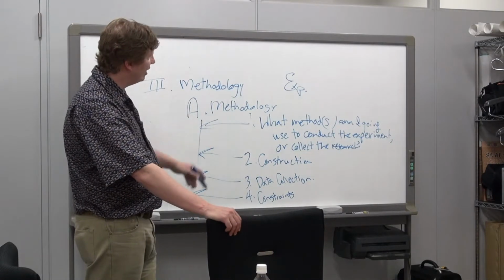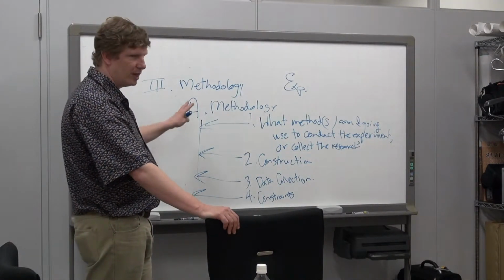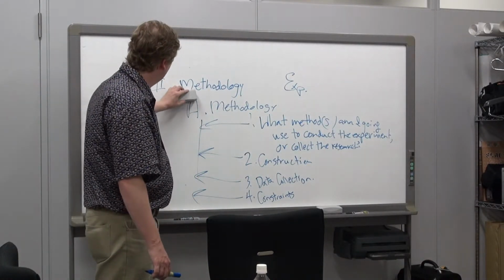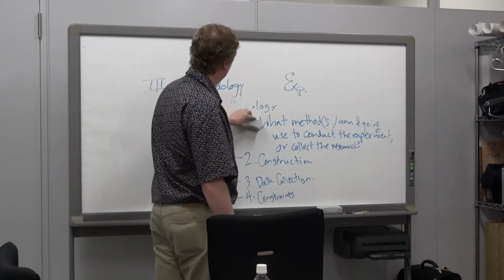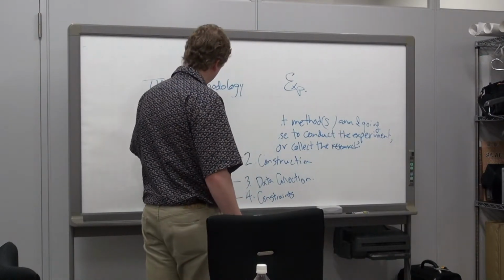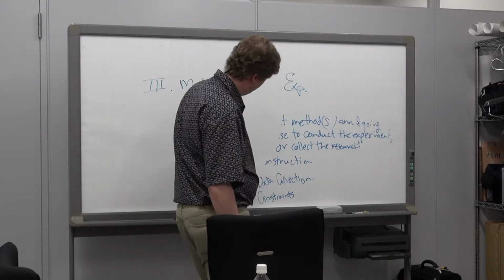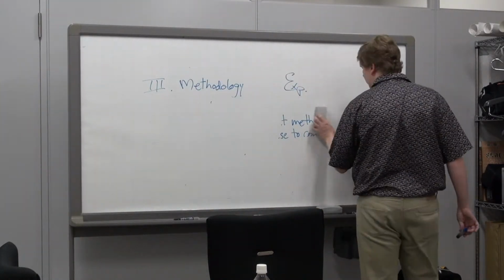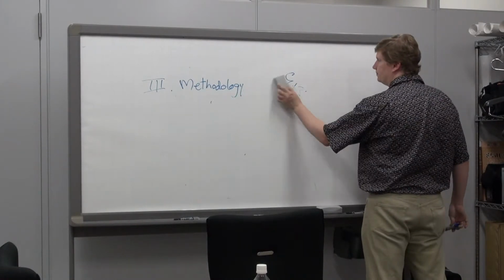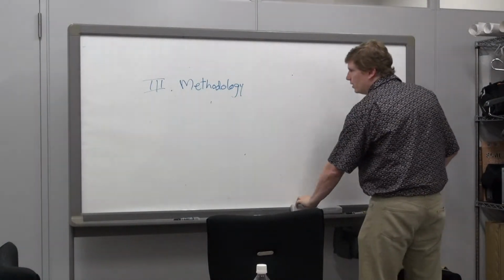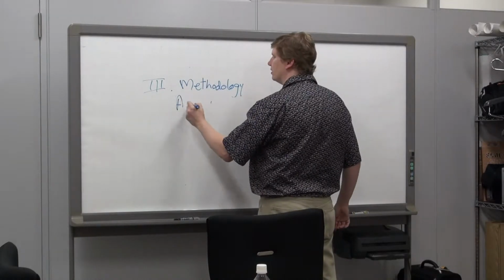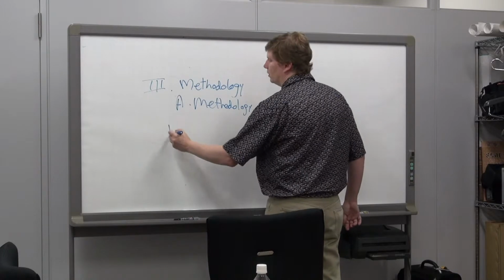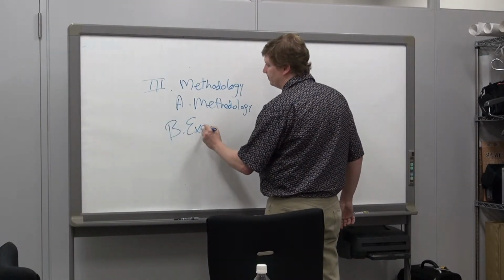So now, if we have this, you got everything? Can I erase this? Yeah. All right. We know that if we want to do A as a methodology, we can do it this way. Then we know that we talked about A already. A is a methodology. B will be the actual experiment.